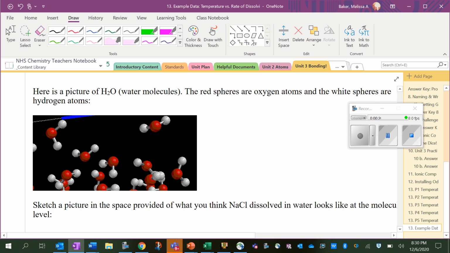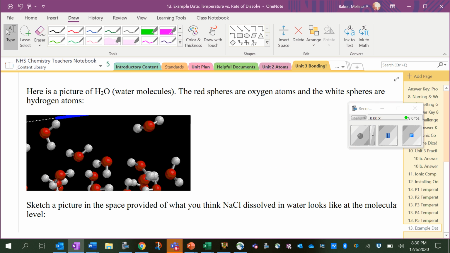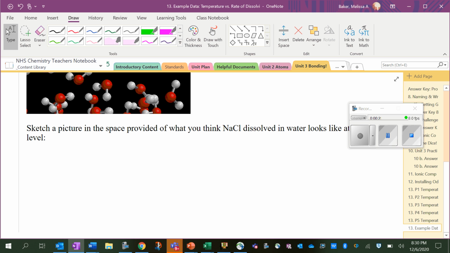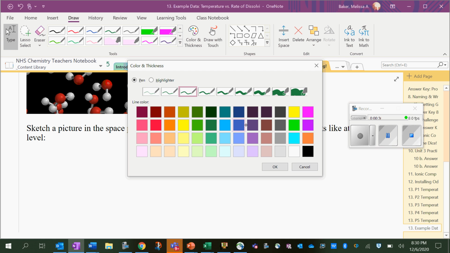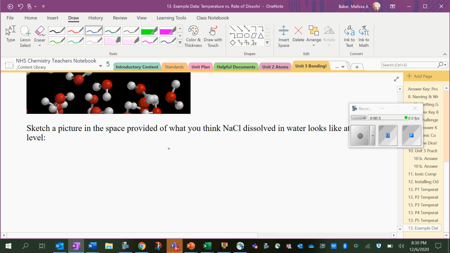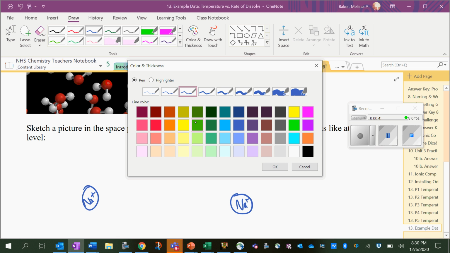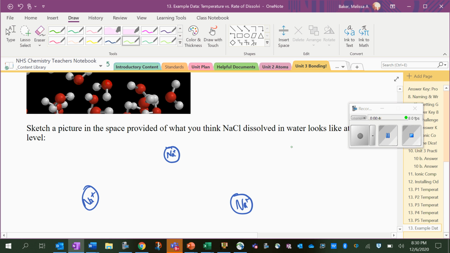So then they show you a picture of some water molecules, and you are supposed to sketch a picture of what NaCl looks like when it's dissolved. Well, we know that the Na will actually split up from the chloride ions. So I'm going to draw a few sodiums, and then I'm going to get a green, and I'm going to draw some chlorine ions that are all separate from those sodiums.